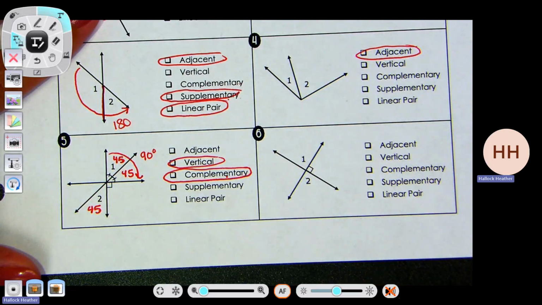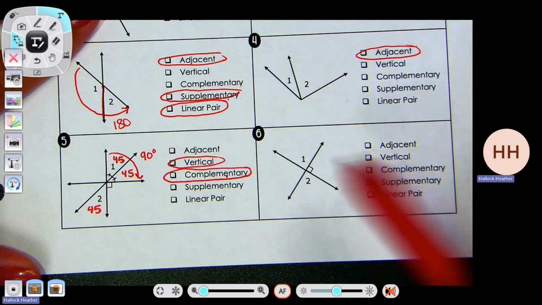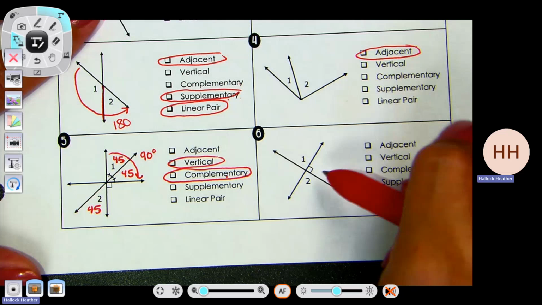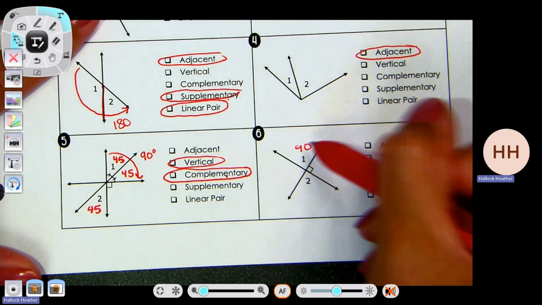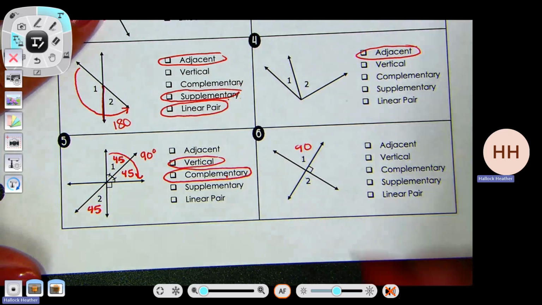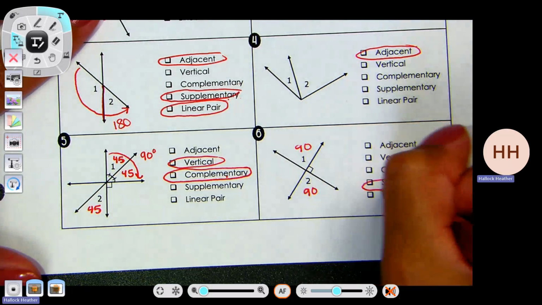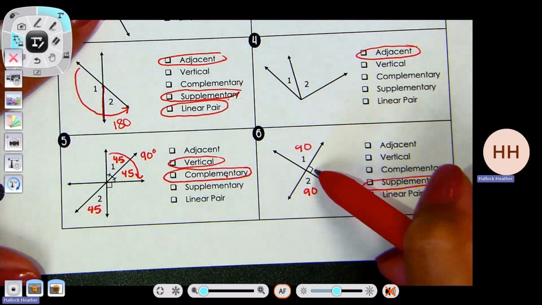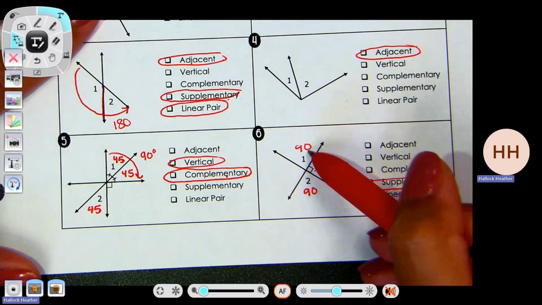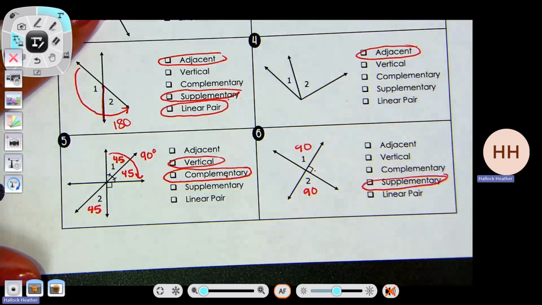So what's one of them? They're not complementary. People see the 90 and they're like, it's 90. But if this is 90, then this is 90. So if I add 1 and 2 together, actually, how much is it? 180. Yes. Because this is 90, that side is 90, but we're talking about 1 and 2 added together. 1 and 2, 90 and 90 would make 180.